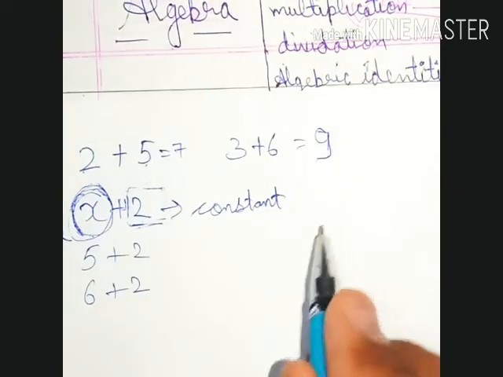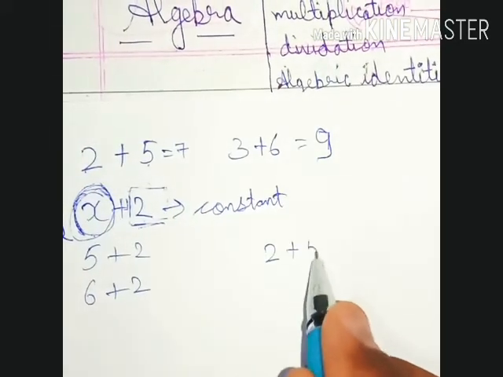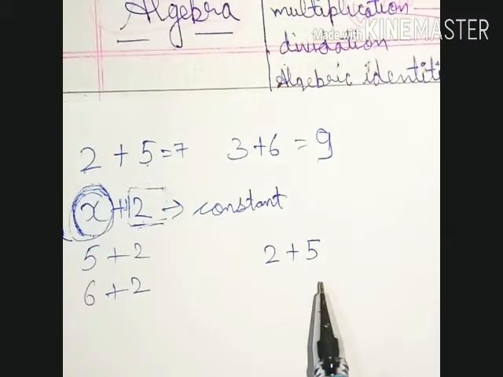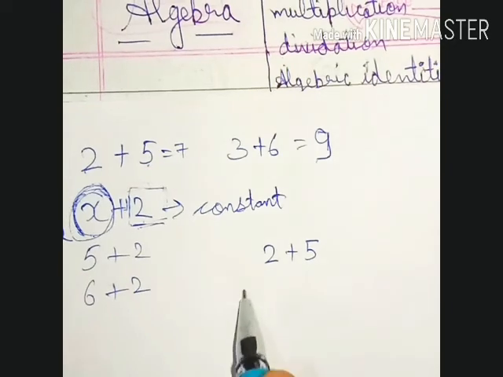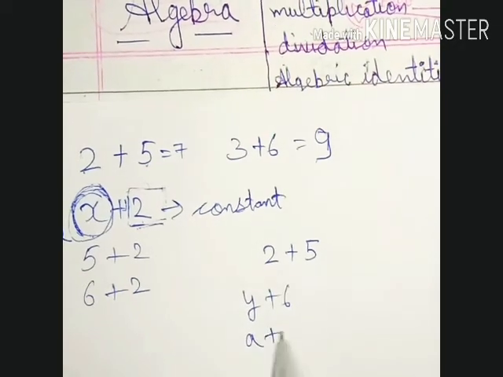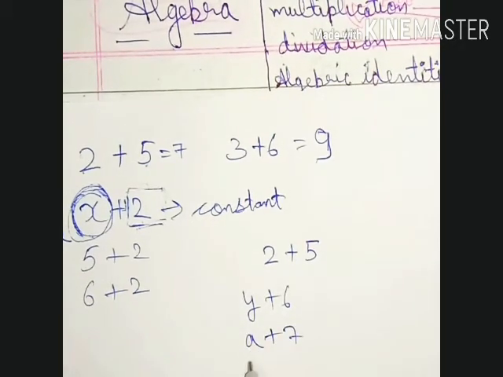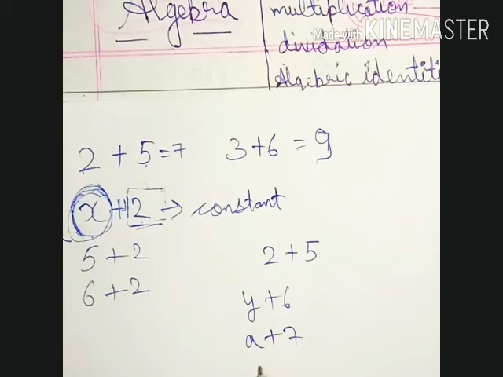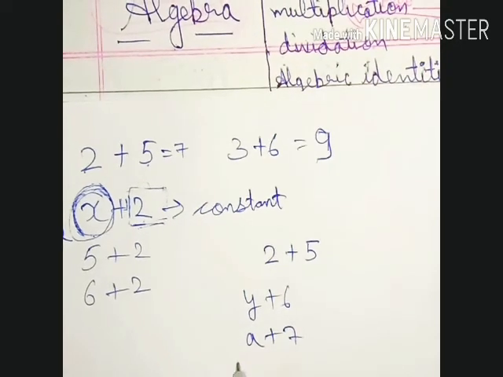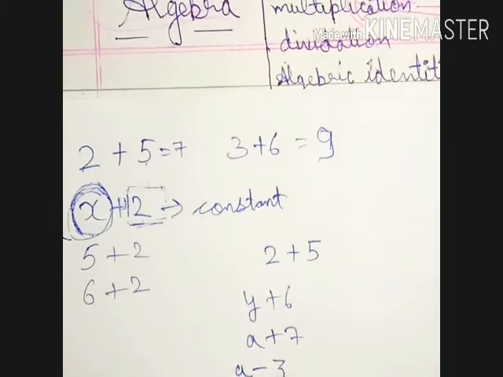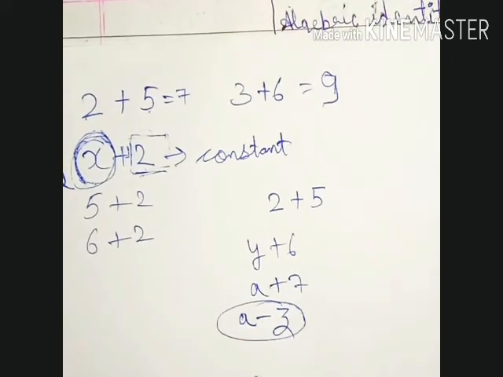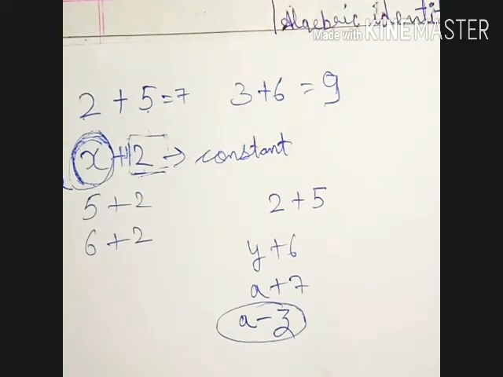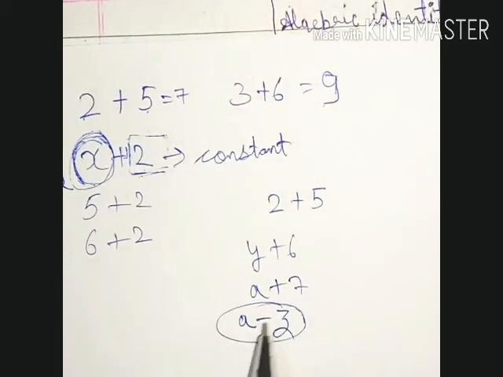If we write 2 plus 5, it's a numeral value, it is not an algebraic expression. But if we write y plus 6, a plus 7, we denote a variable by a symbol. We can use any symbol for a variable, from a up to z. All the alphabets can be used to denote a variable, but we normally use x and y.